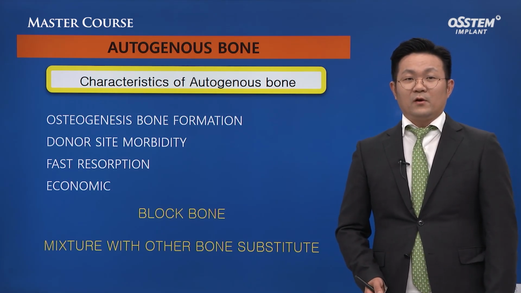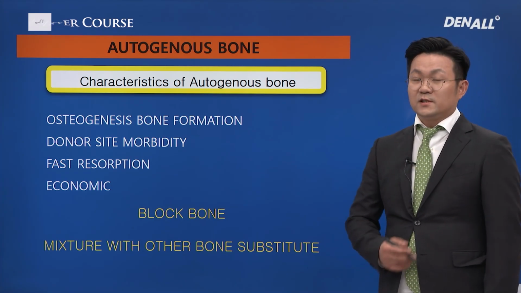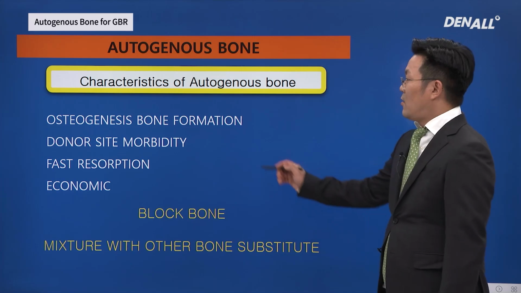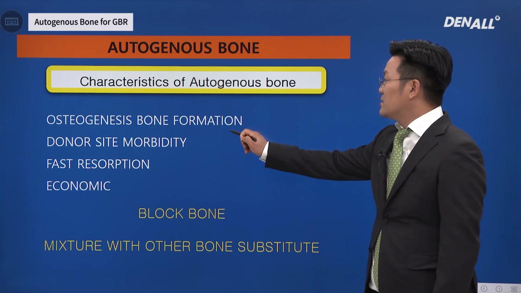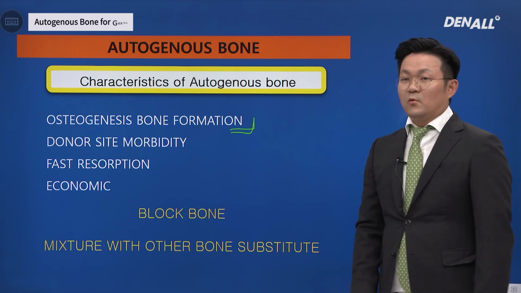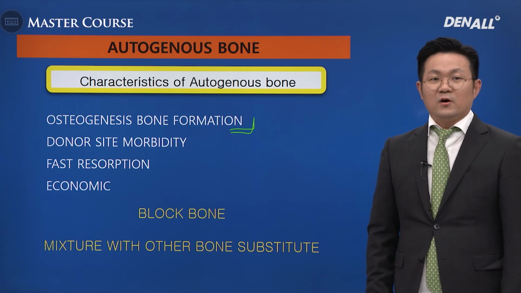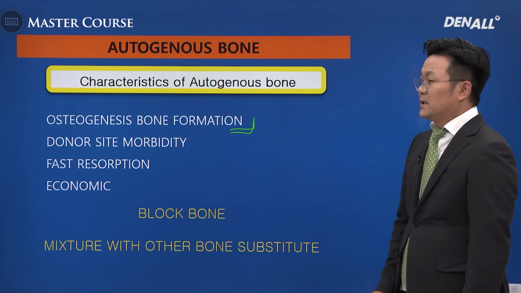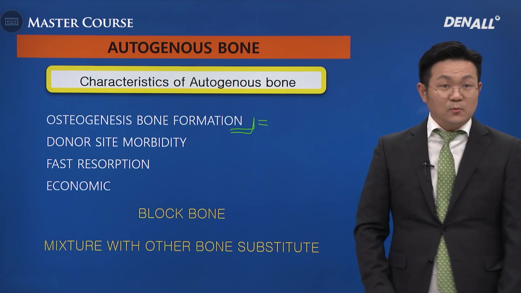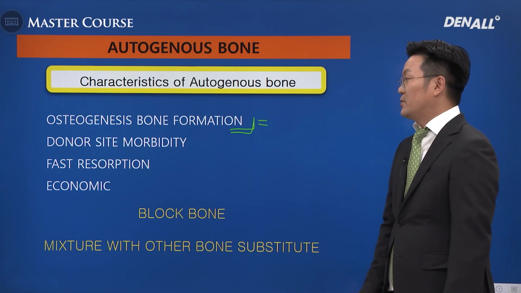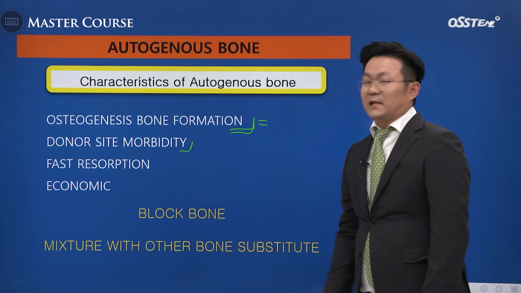Characteristics of autogenous bone. As the word indicates, it is the golden standard. Osteogenesis, bone formation, can be achieved with autogenous bone. It is the only graft material that has osteogenesis characteristics. So it has the advantage of good bone formation, but it has disadvantages: donor site morbidity, and it is resorbed pretty fast.